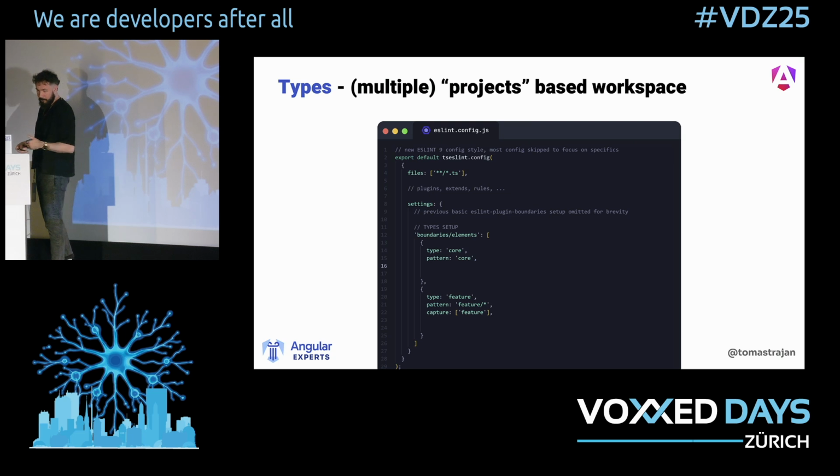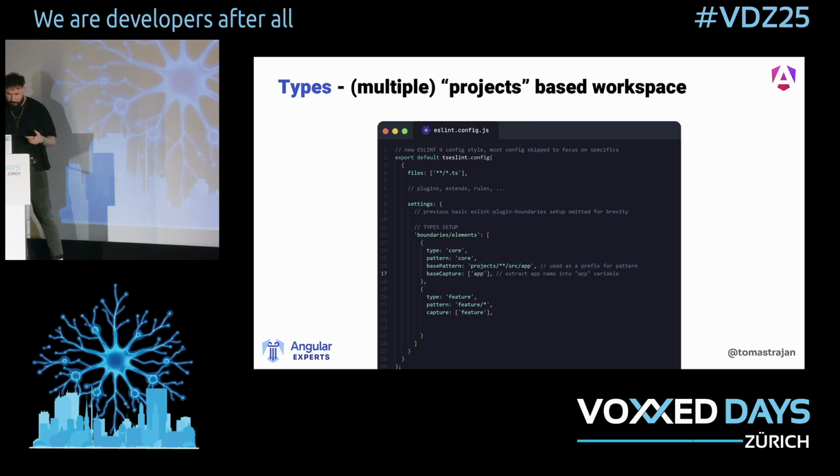So we had those 2 types, core and feature, but now we can extend them with a base pattern and base capture.